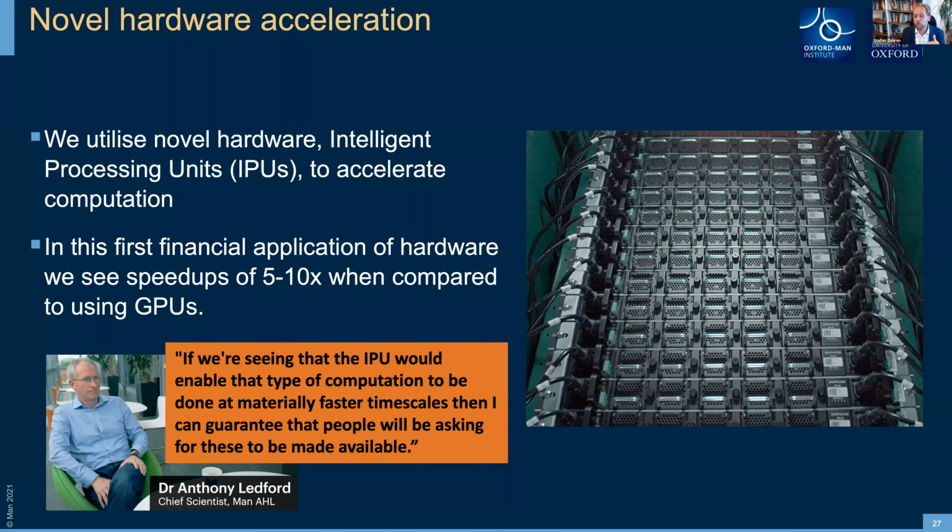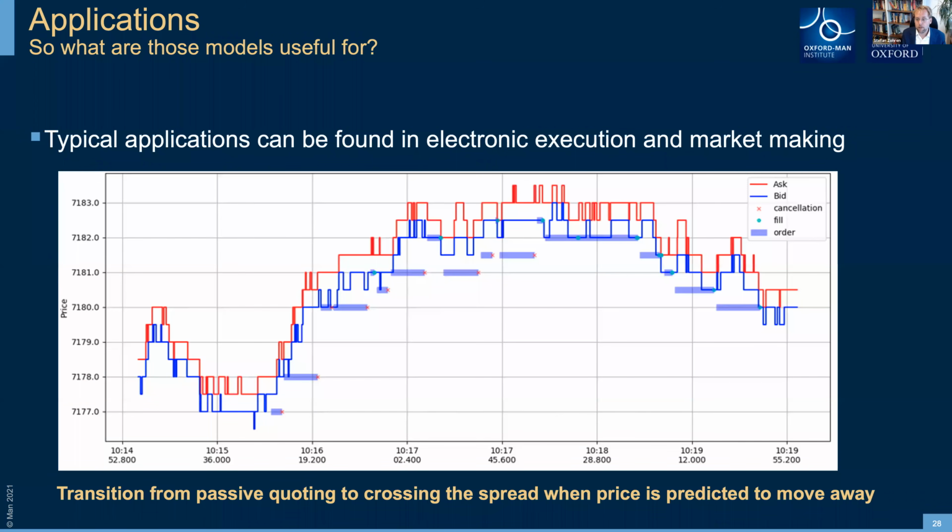This is particularly useful if you look at models such as the attention model. We can see some quite interesting speed-ups of 5 to 10 times when compared to GPUs, which already have a speed-up when compared to CPUs. That was quite exciting for us, and also for Graphcore, because it was one of the first applications of this hardware in a finance context. It was exciting to see that it does provide some benefits in this context. And this was in terms of the results.